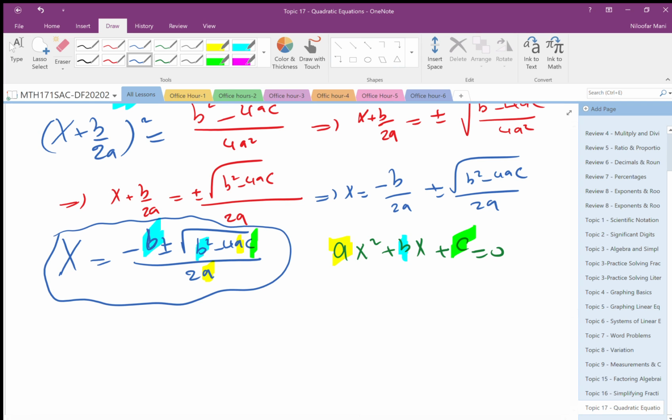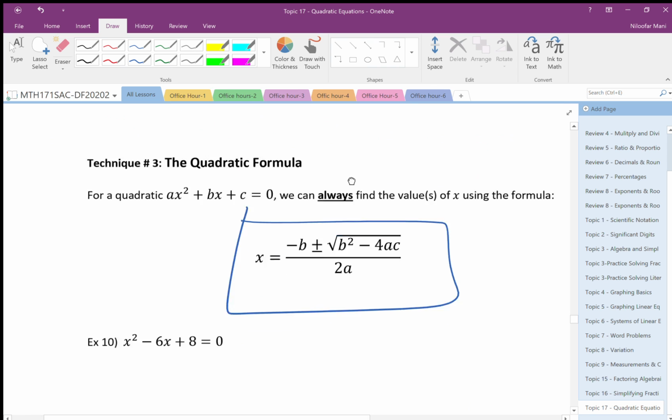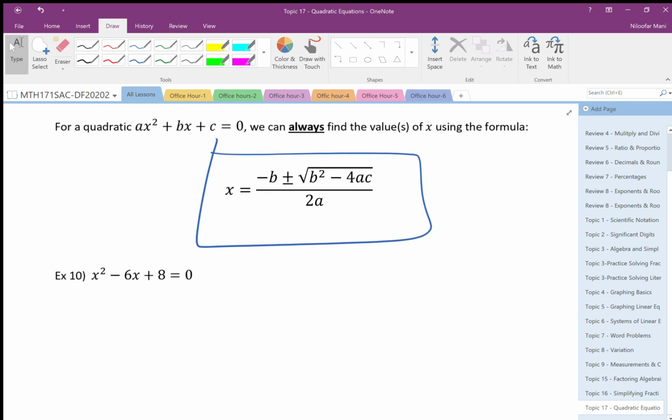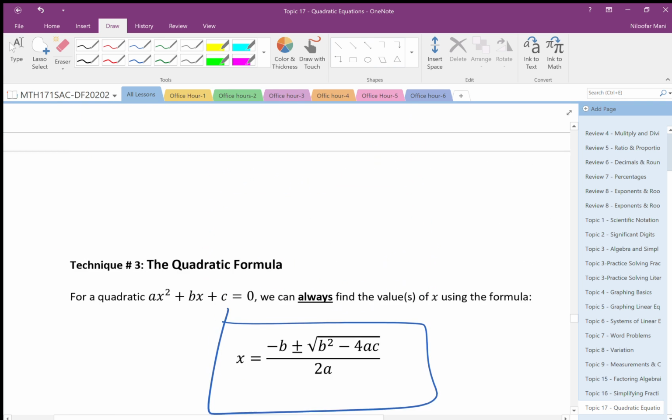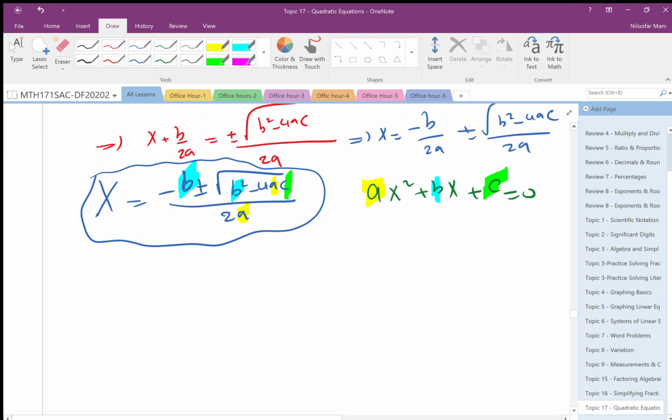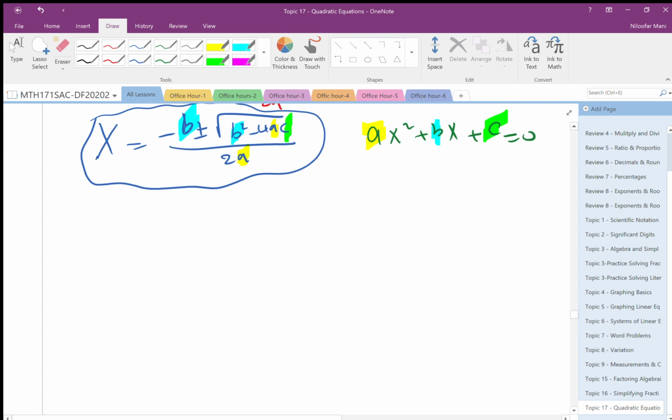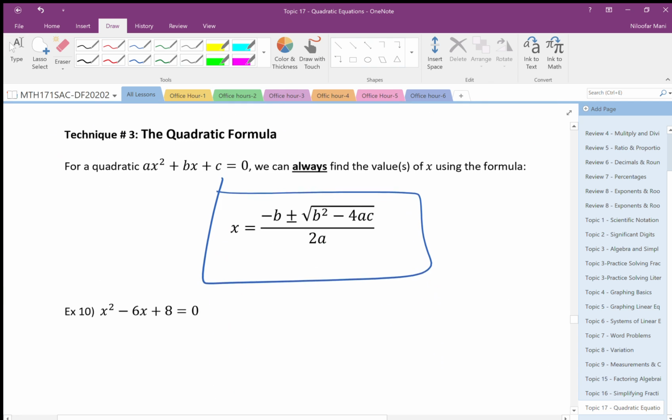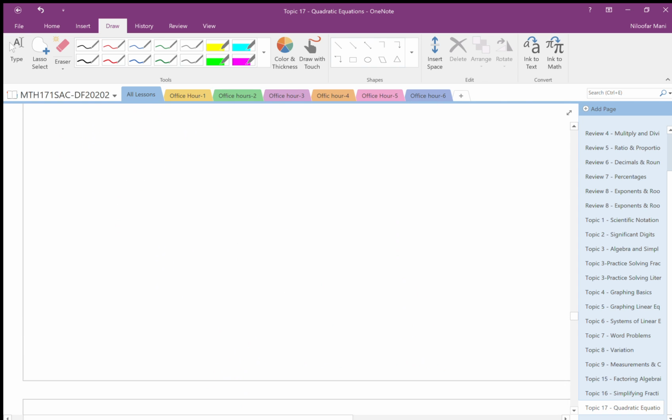Okay, but in the same order, and perfect. And don't say a is the first one. A is beside x squared, b is beside x, c is just a number. Okay, so now you can use the quadratic formula, which is here. Look at that. So we found the same formula: x equals minus b plus minus radical b squared minus 4ac over 2a.